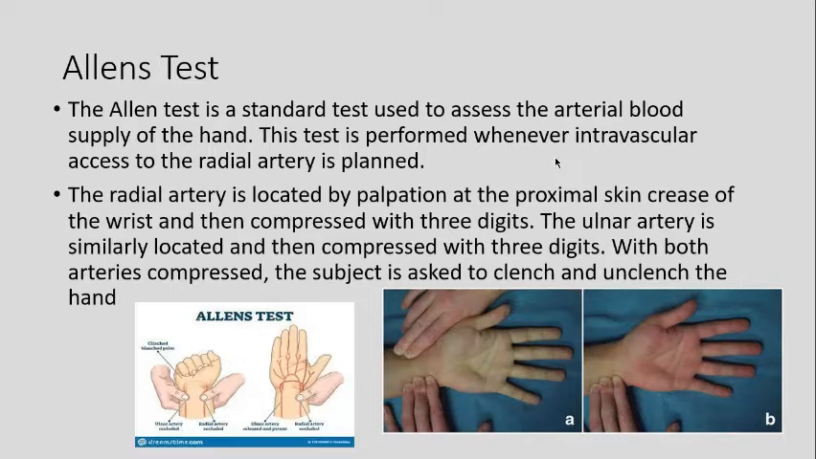With both arteries compressed, the patient is asked to clench and then unclench the hand. Once the hand is unclenched, a blanching of the skin can be seen, and once the fingers are removed, you can see the blood flow return.